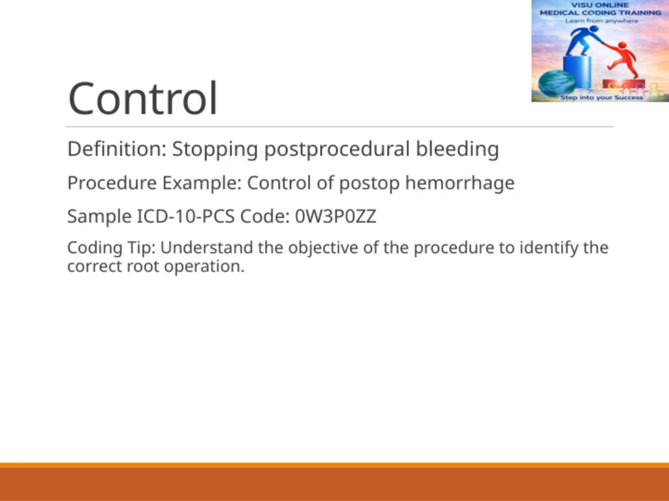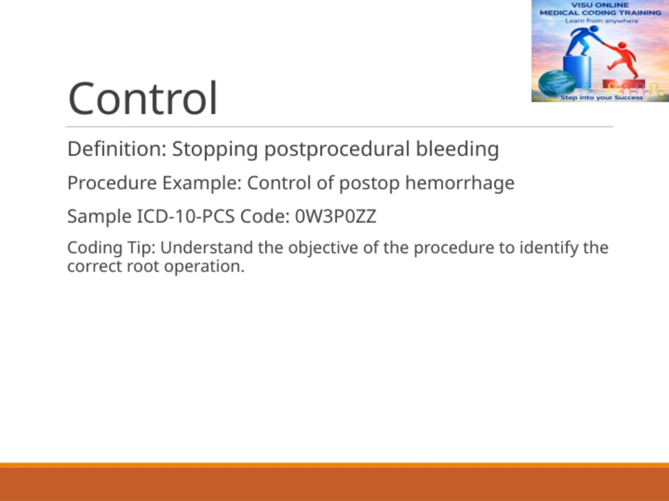The key idea here is that this is a specific type of procedure aimed at controlling bleeding after an operation or intervention. We often refer to this as the control of post-operative hemorrhage. For example, if a patient has bleeding after surgery, the procedure performed to stop that bleeding would fall under this category. When coding these procedures, you'll see the sample ICD-10 PCS code 0W3P0ZZ. This code helps us standardize how we record these interventions.